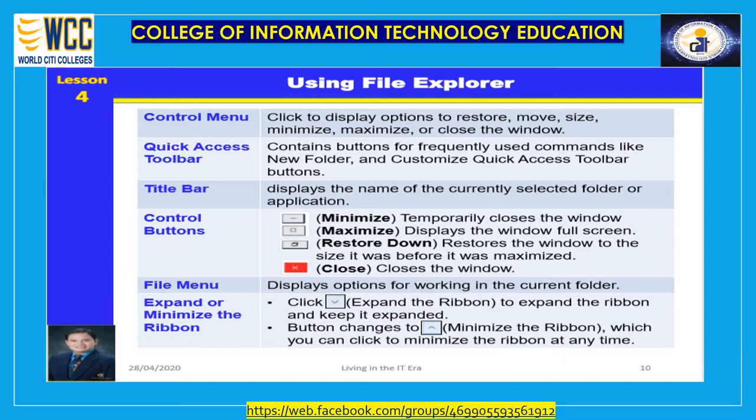The File menu displays options for working in the current folder. For example, you can open another window that shows the contents of the current folder, or you can open a command prompt window or a PowerShell window. You can also open a dialog box that allows you to configure options for the current folder.